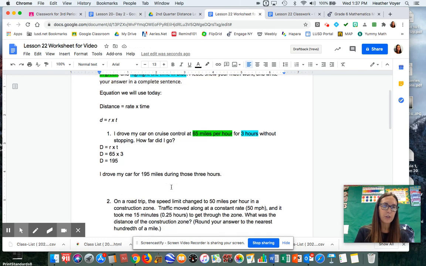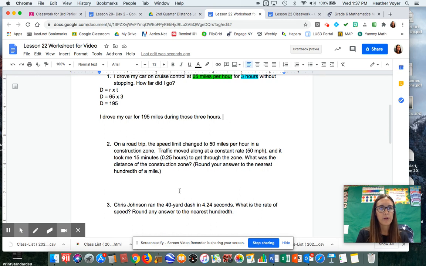Question number 2. On a road trip, the speed limit changed to 50 miles per hour in a construction zone. Traffic moved along at a constant rate, which was 50 miles per hour, and it took me 15 minutes or 25 hundredths hours to get through the zone. What was the distance in the construction zone? Round your answer to the nearest hundredth of a mile.